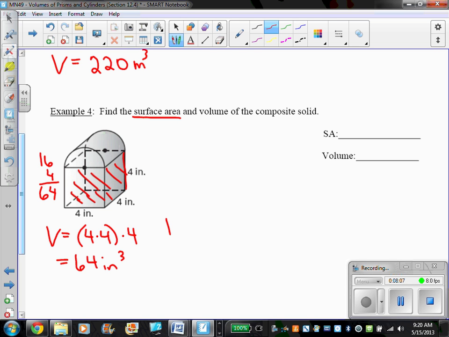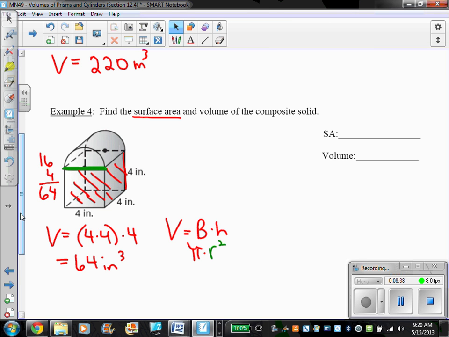Now, we want to find the volume of the cylinder, but it's half of a cylinder, so we have to keep that in mind. The base times the height, the base of that cylinder is going to be pi times radius squared. Now here's the thing that you need to see. The radius is not this right here, I'm sorry, the diameter is right here, which is 4. So the radius is going to be 2. And I'm going to erase that and put 2 squared there.